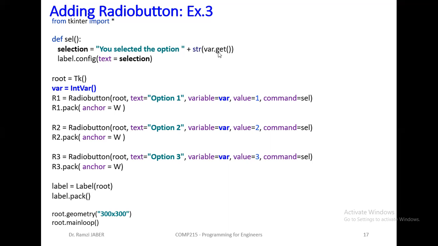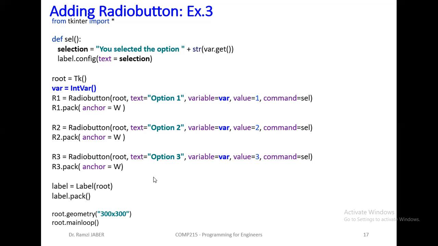So var.get, after you select one of these options, option one, two, or three, is similar to scanf or input. When the user selects one radio button, for example the value one, var.get will be entered from the GUI, from the application, into the memory, okay? Then convert it to a string, then display it on the text, okay?